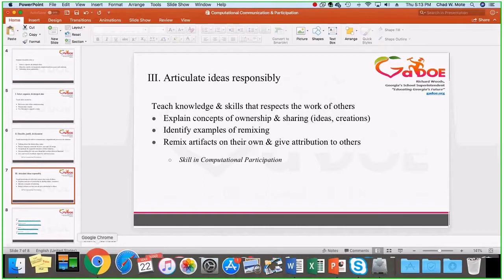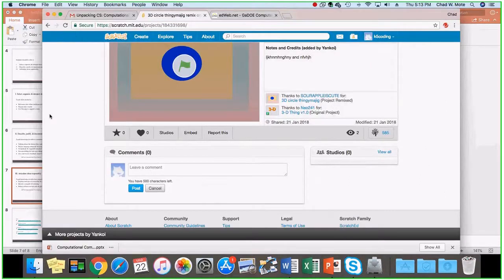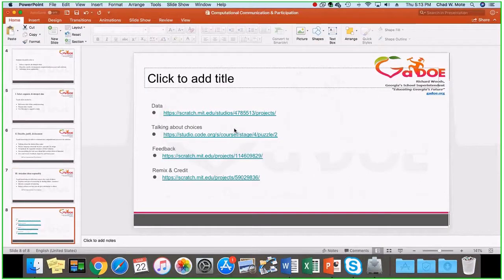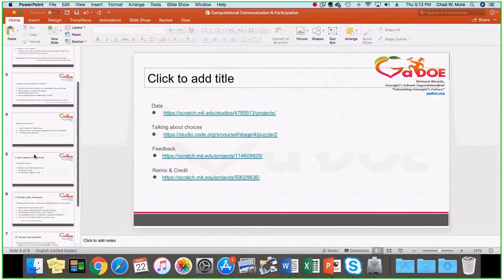So that is our session for today. The links to being able to see more on the remixing, credit, feedback, talking about choices in the data are all there, and these projects are in the studio website. And we will see you next time.